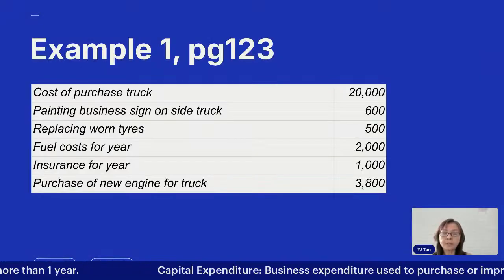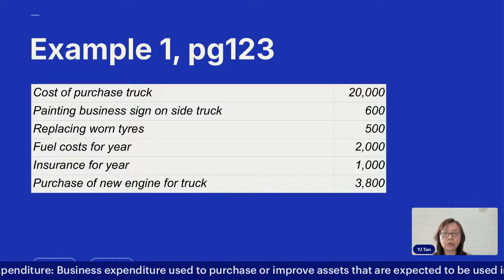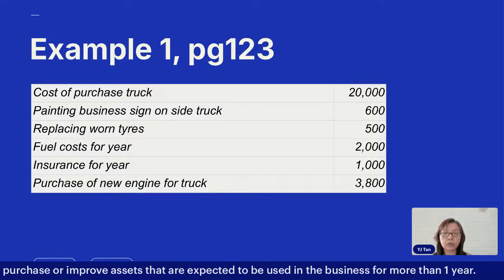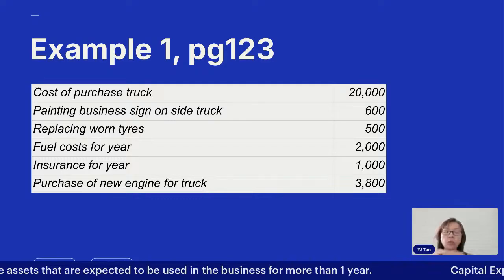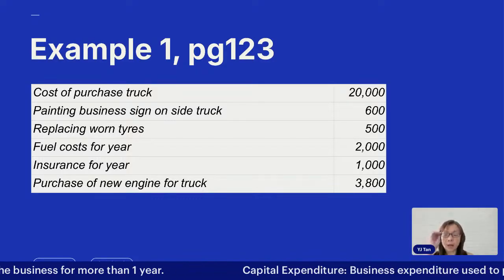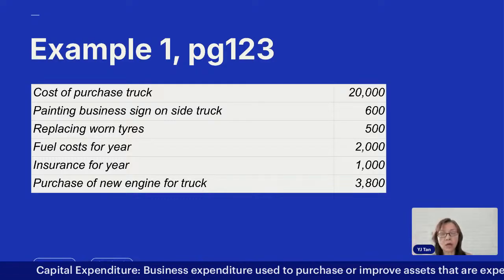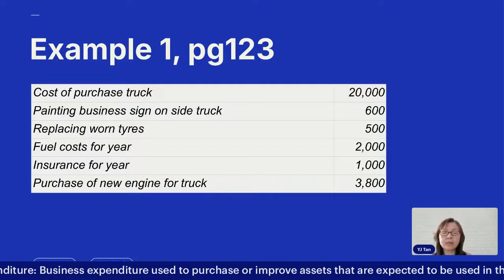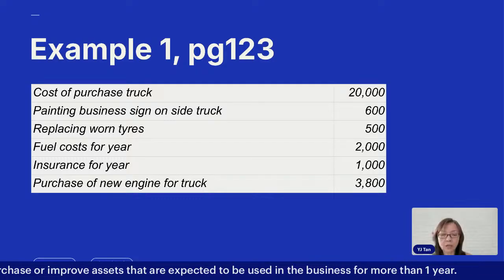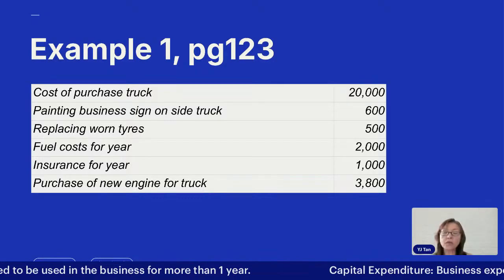This example is on page 1, 2, 3, and let's have a look at the first item, which is the cost of purchasing a truck. A business wants to purchase a truck, and the truck costs 20,000. Painting the business logo, the sign, on the truck costs 600. Replacing the worn tires is 500. The fuel cost of the year is 2,000. The insurance of the year is 1,000. Purchase of the new engine for the truck is 3,800.